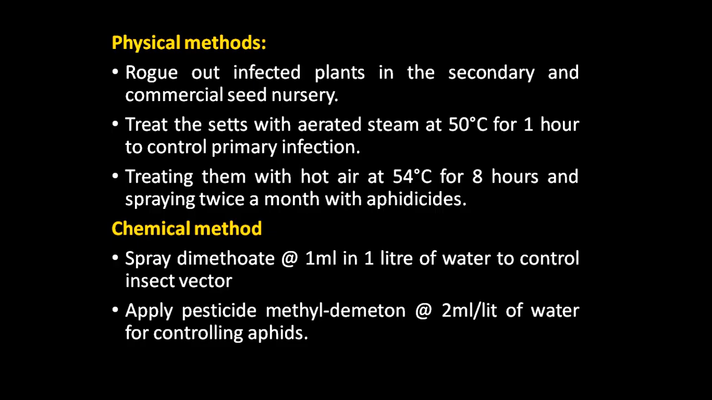Then some chemicals can be used. Spray dimethoate at 1 ml in 1 liter of water to control the insect vector, and also apply the pesticide methyl demeton 2 ml per liter of water for controlling aphids. So these are some of the chemicals that can be applied.